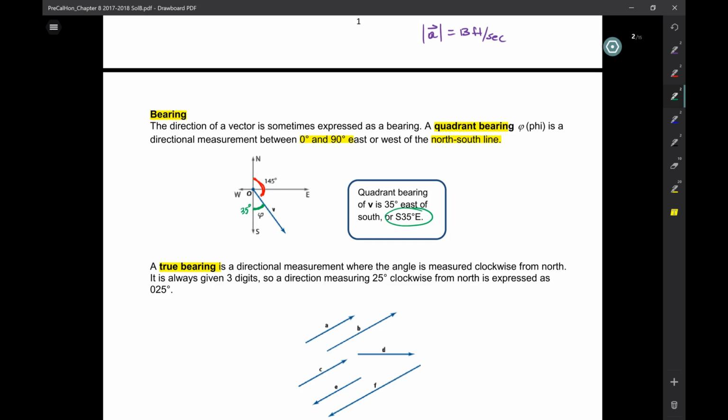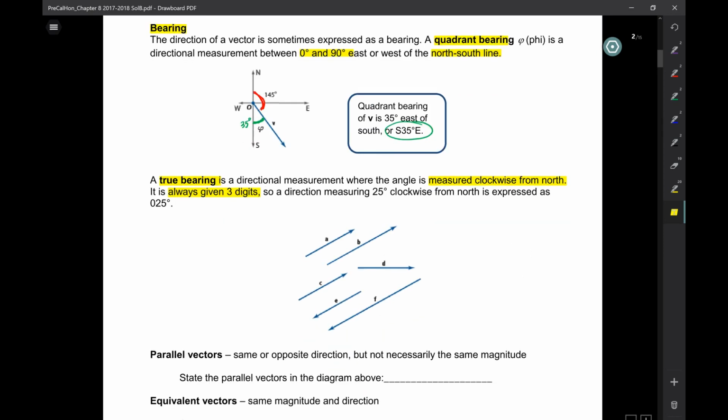True bearing, it's a little bit more simplified. True bearing always goes from the north line, okay? And it's always measured clockwise from north. And it's always given three digits. So if a direction measures 25 degrees clockwise from north, take a look. If that's vector V and it measures 25 degrees, then you just say it's 025 degrees.